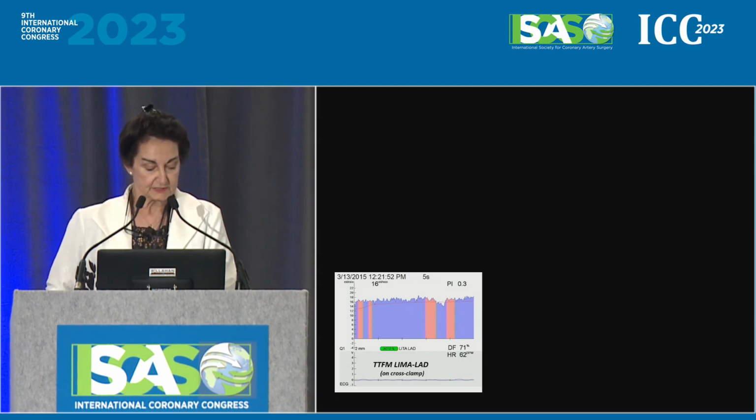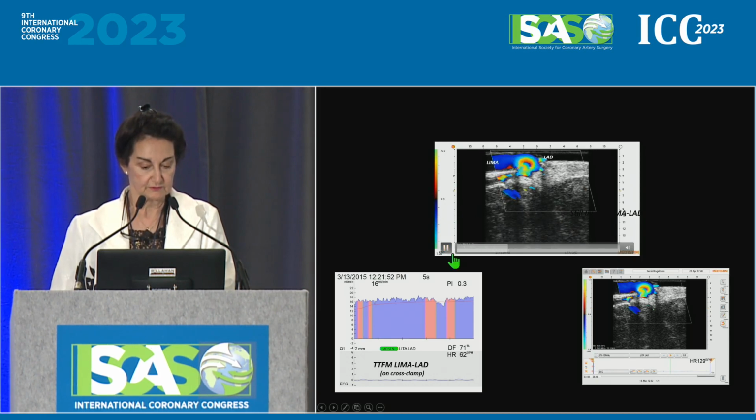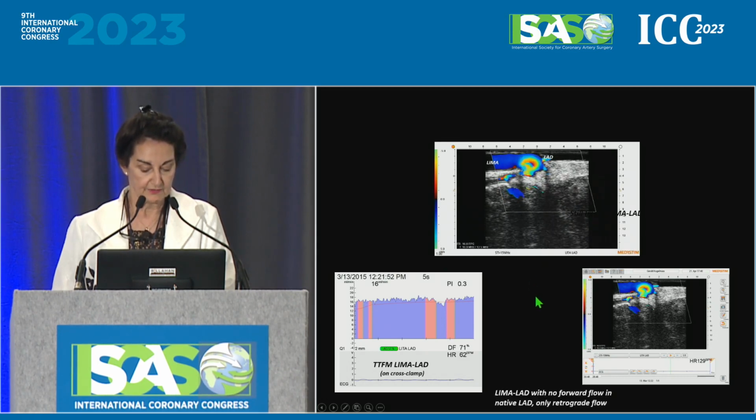So here's a case. Now, if you look at this, in retrospect, you can see there may be a problem. The PI, this is on cross clamp, 0.3, 16 cc's a minute. Let me just run over my mouse. Here we go. And this is what you see on ultrasound. You see the distal Lima, the retrograde flow, and these 2 little spikes are leaks. So there is no forward flow.